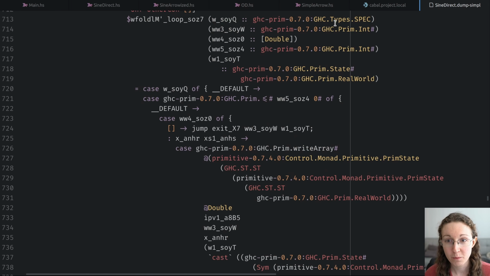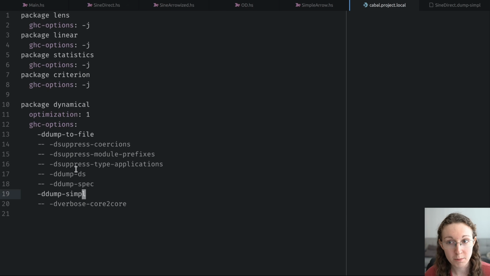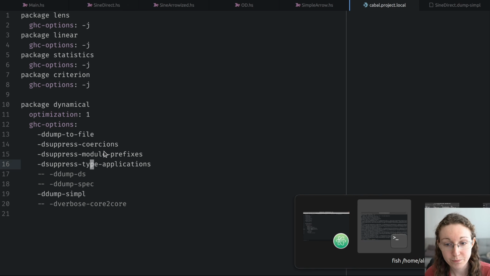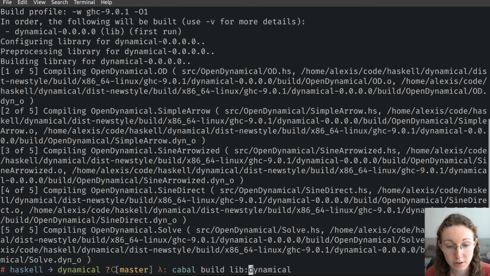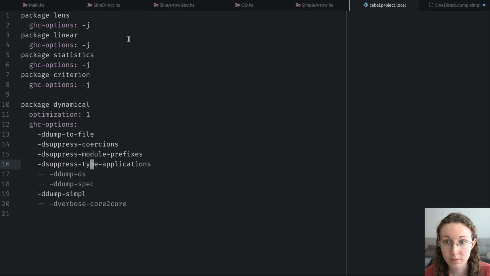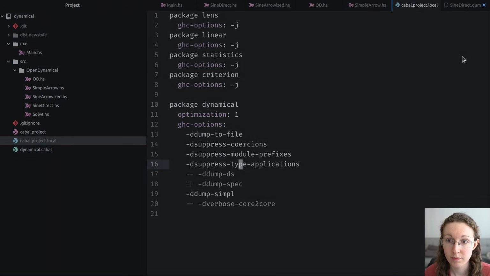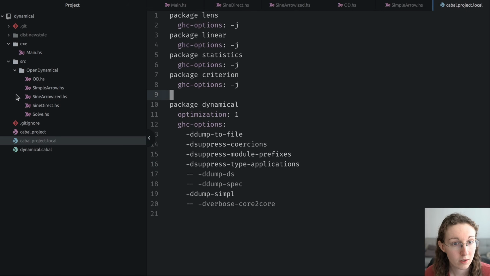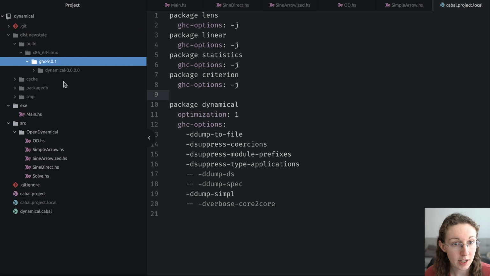So in order to actually illustrate anything useful, I'm also going to turn on a couple of additional flags here to suppress some of the information that we don't actually need. That's just going to be obscuring what we actually want to look at here. So there are these suppress options. And once again, let's just do clean and build. So let's take a look again.